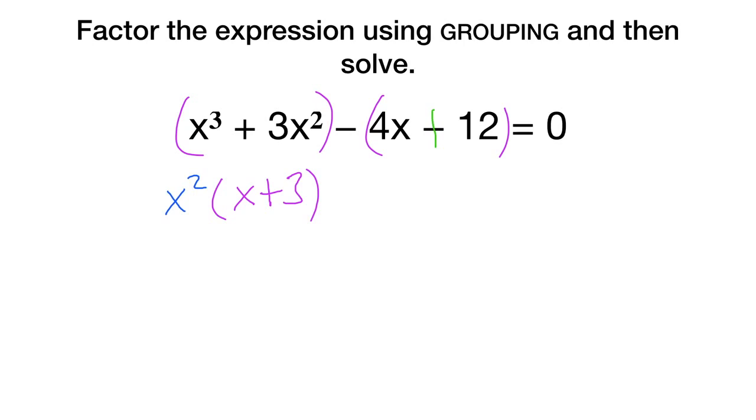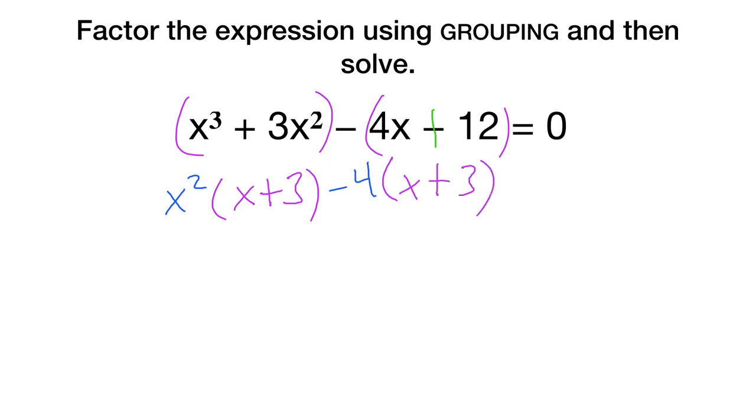Now let's talk about our second section. So we're subtracting, and then what is our greatest common factor between 4x and 12? Well, they don't both have x's, so I can't pull out an x this time. But what I can pull out is the number 4, because 4 goes into both 4 and 12. So this becomes minus 4, and our grouping inside is just going to be 4x divided by 4 is x, plus 12 divided by 4 is 3.